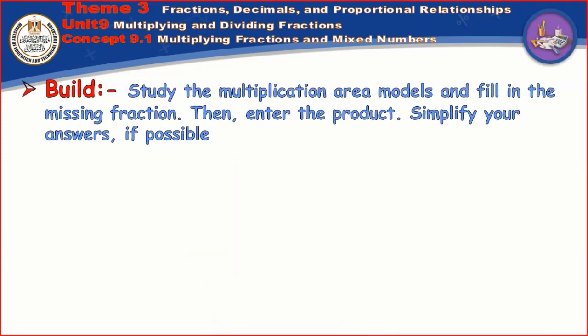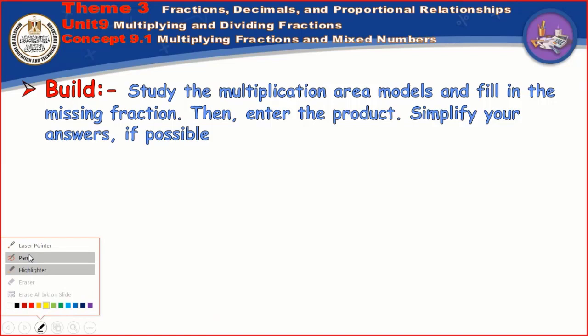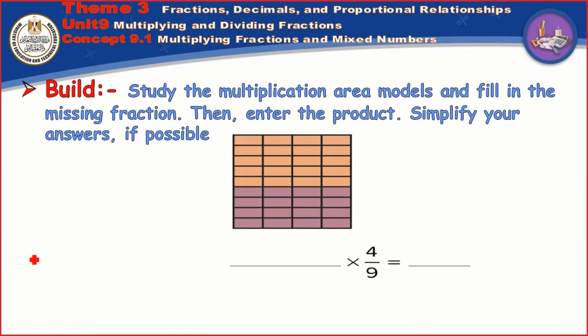Let's see another question. Now he told me to study the multiplication like the previous example. What is the fraction the model shows? Let's count together. I have two colors, orange and purple. How many orange? Let's count: 1, 2, 3, 4. Here 4. How many colored? 4 over 4, excellent. Why 4 over 4? Because the column is colored in all of them: 1 column, 2 columns, 3 columns, 4 columns from 4. 4 over 4.